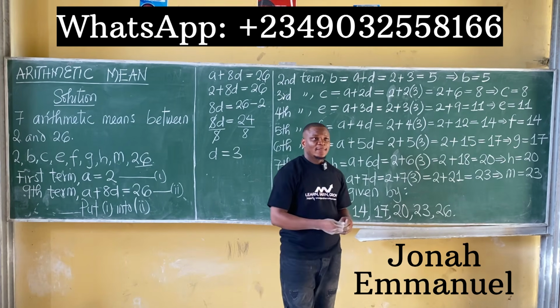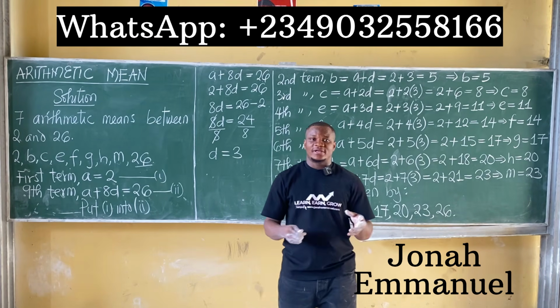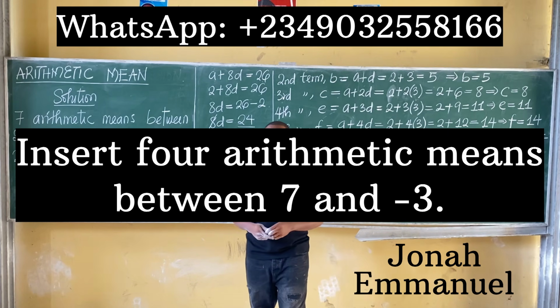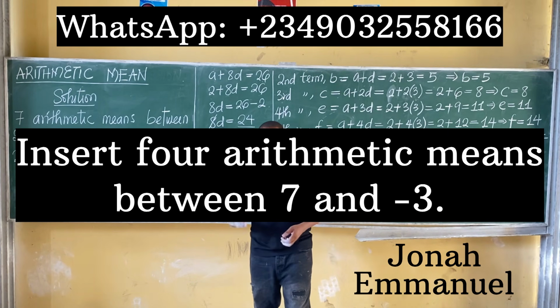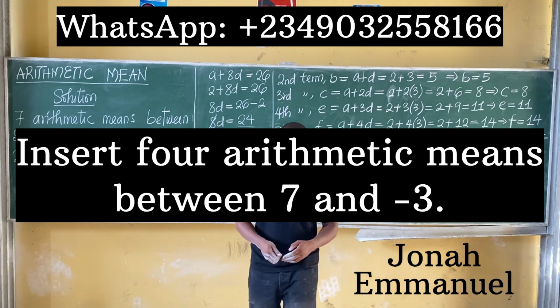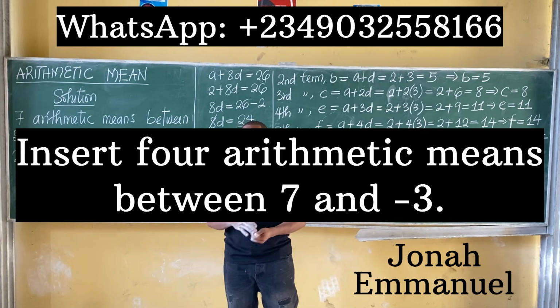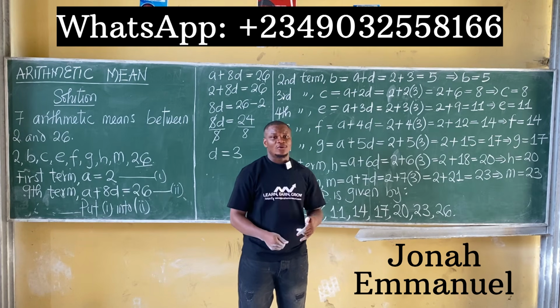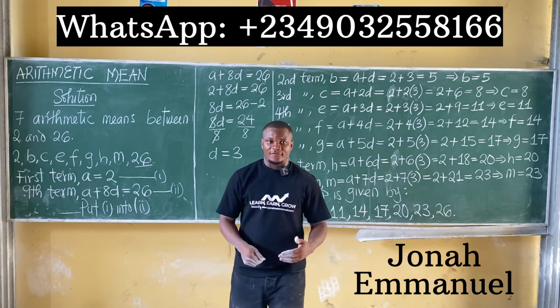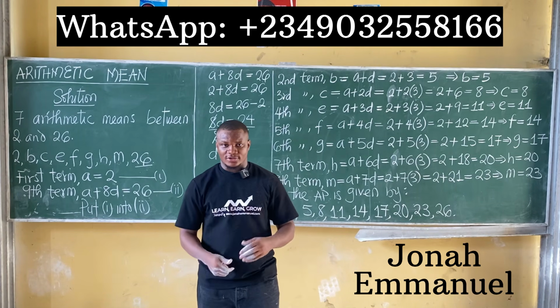All right, so here's your own task. Let me give you a task. Now, solve this question. The question here is this. Insert 4 arithmetic means between 7 and minus 3. All right? Insert 4 arithmetic means between 7 and minus 3. So pause this video, solve that question, leave your answer in the comment section, and I will give you a reply. I will tell you if you're correct or not.